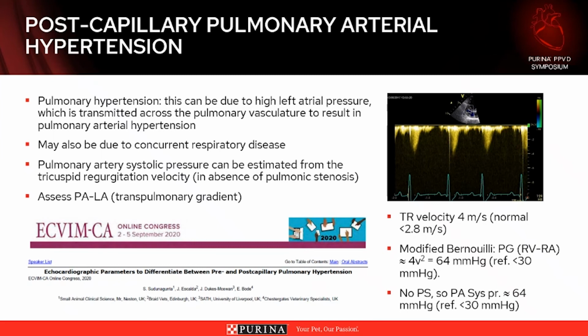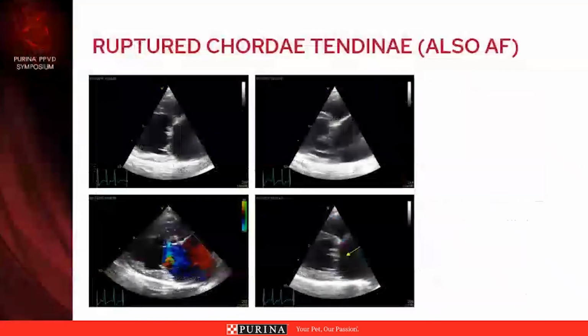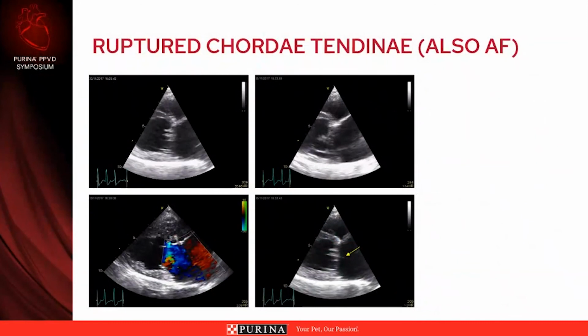But this can cause signs of exercise intolerance, or even syncope, or even shortness of breath, even without having any pulmonary edema. So another sort of devastating consequence, or even just a minor consequence, of mitral valve disease can be rupture of the chordae tendineae.